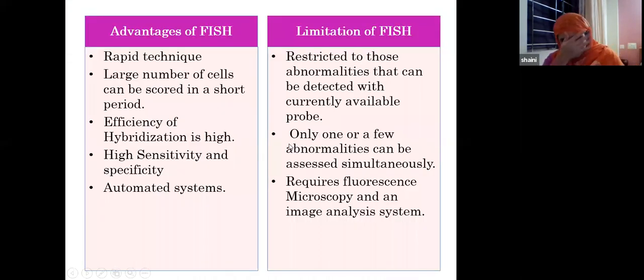Next are the advantages. It is a rapid technique. It is easily understood by pathologists. A large number of cells can be used. Efficiency is usually very high. Sensitivity and specificity are high, as with other molecular techniques. This is also an automated test.